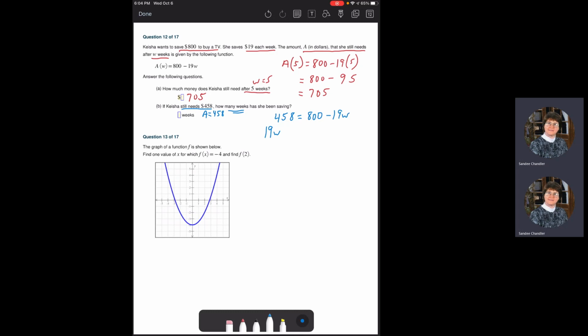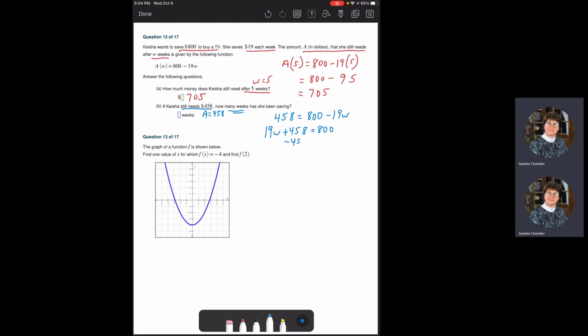I like to do that to keep my W's positive. It's a personal preference of mine. You could have subtracted the 18 and then divided by the negative 19. Now we'll subtract the 458 from both sides.